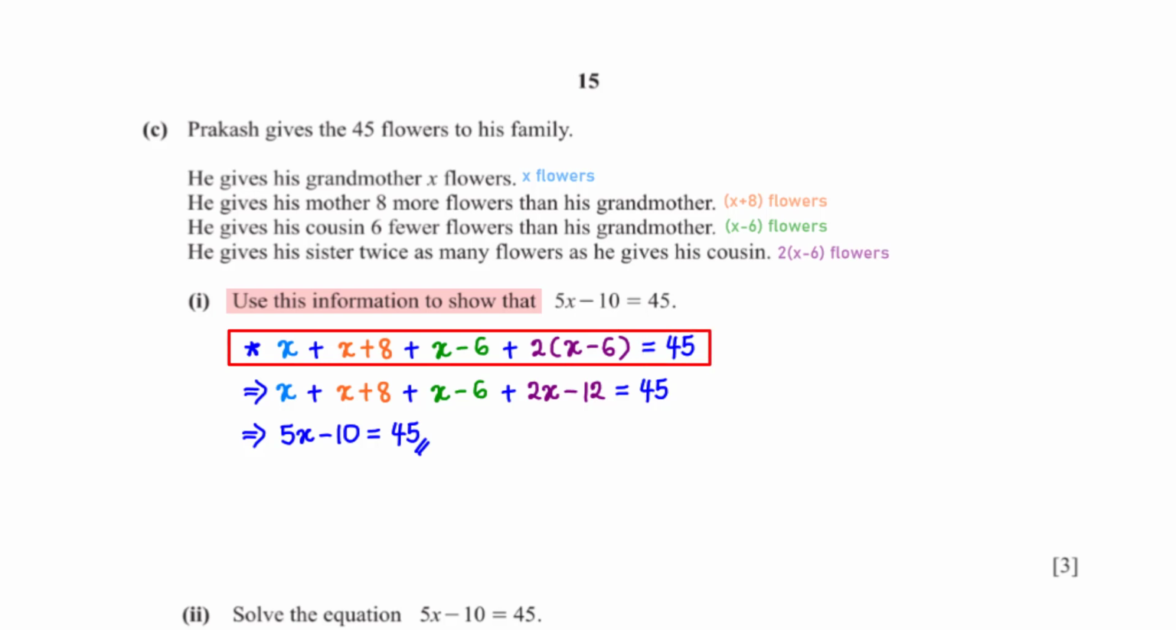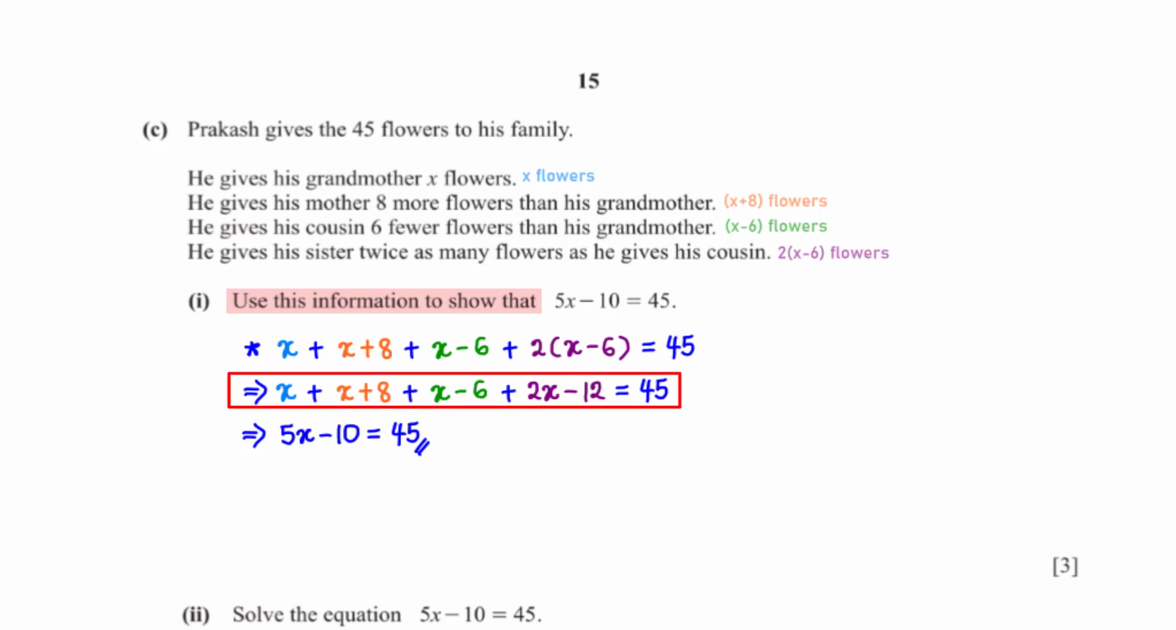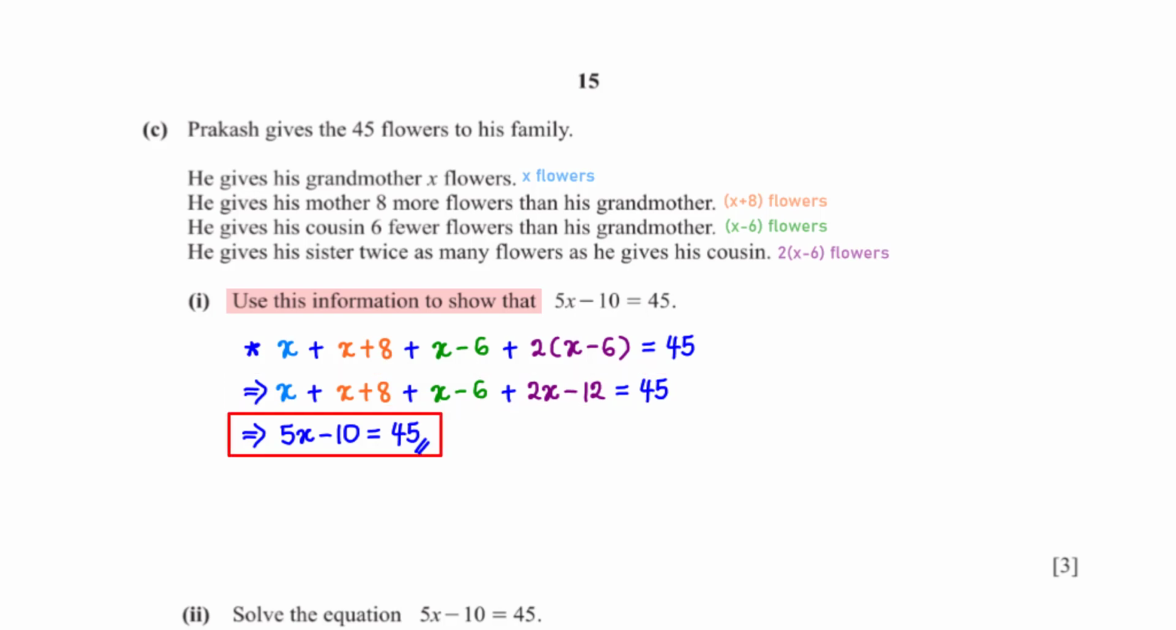When we expand the brackets, 2 times x is 2x, 2 times negative 6 is negative 12. x plus x plus x plus 2x is 5x. 8 minus 6 minus 12 is negative 10.